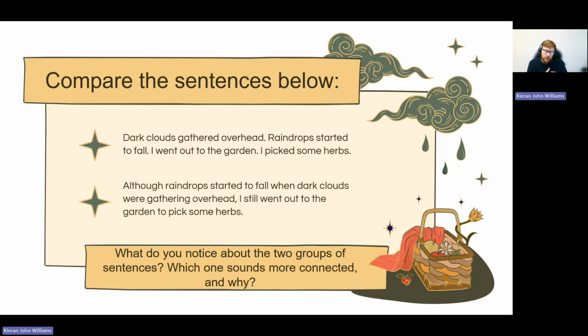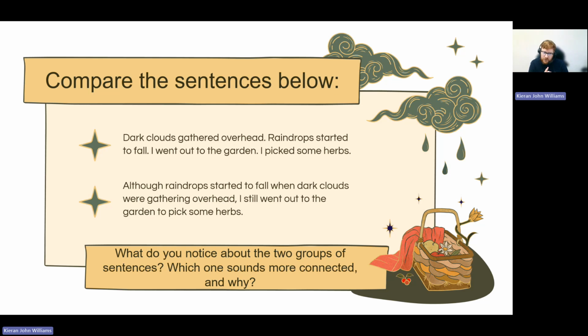Dark clouds gathered overhead. Raindrops started to fall. I went out to the garden. I picked some herbs. So that's the first one. The second one: although raindrops started to fall when dark clouds were gathering overhead, I still went out to the garden to pick some herbs. So, which one sounds more connected?